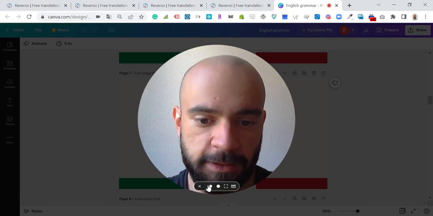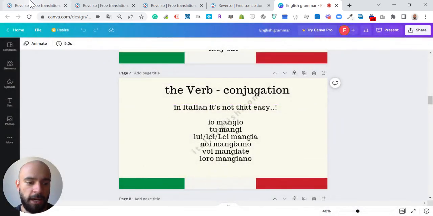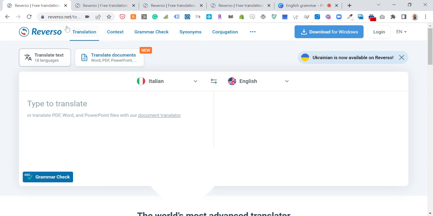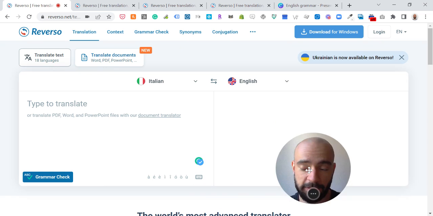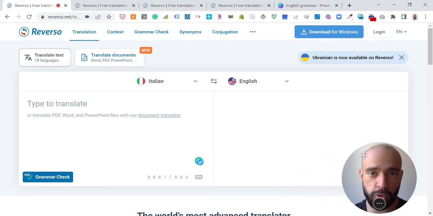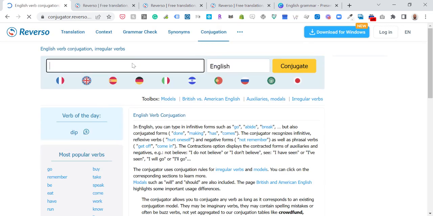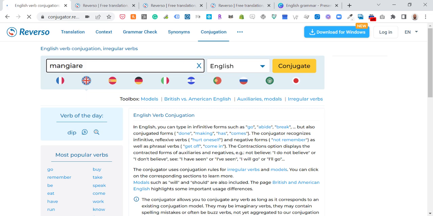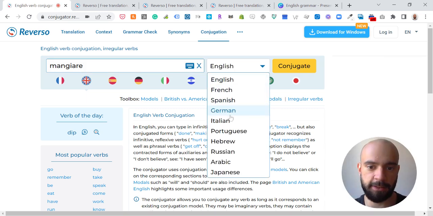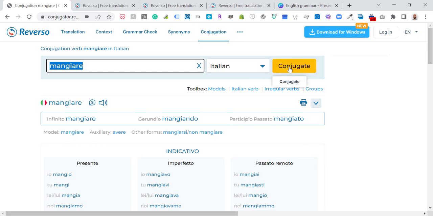Let me make myself a little bit smaller here and let's move here. This is reverso.net. This is the ultimate resource, or at least my favorite resource when it comes to conjugation. I will ask you to go to reverso.net and to click on conjugation. Over there, type the verb mangiare, which is to eat, select Italian, and click on conjugate.